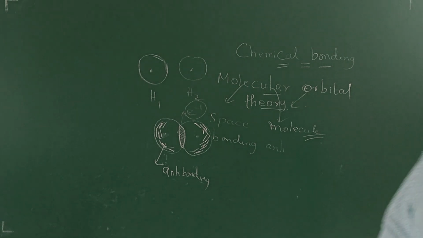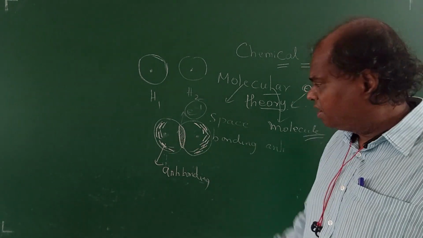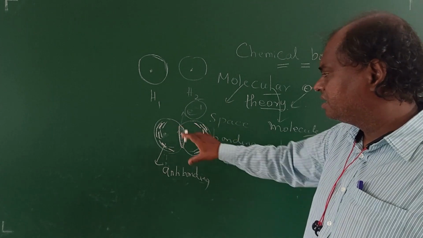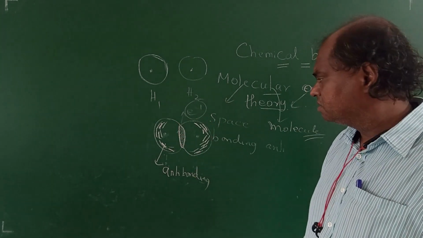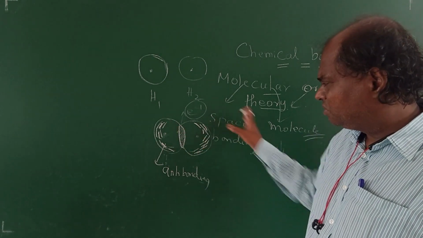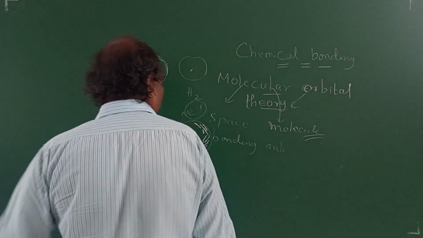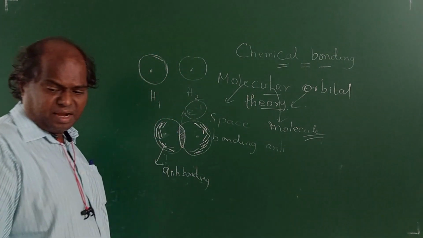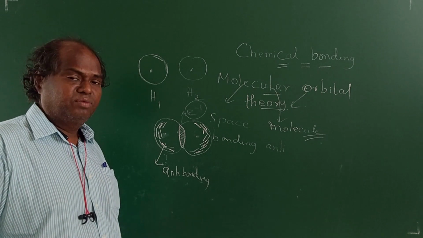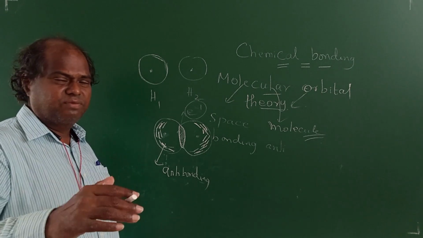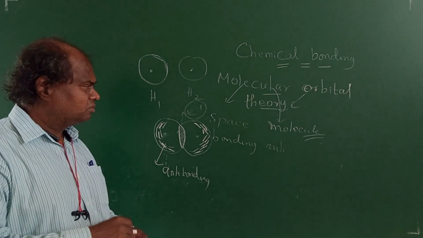Now, which is more stable, bonding or anti-bonding? Obviously bonding. Bonding means you are in between the two nuclei. Anti-bonding means you are away, not stable. So we'll have bonding and anti-bonding in this molecular orbital theory, and we have to fill electrons accordingly. Bonding you will fill first, then you will fill up anti-bonding.